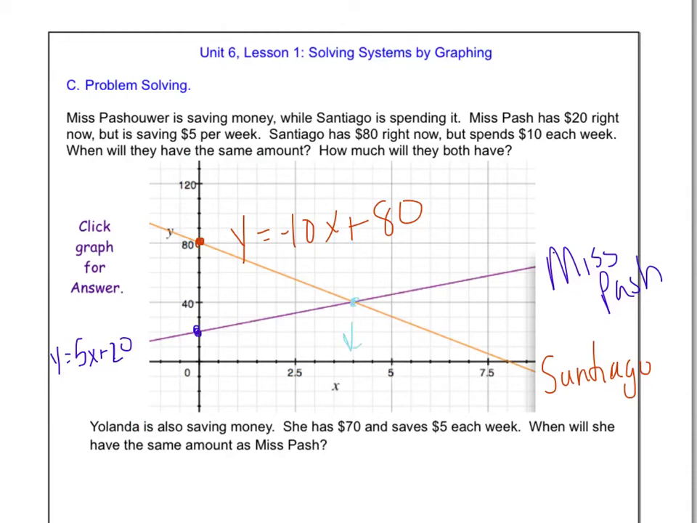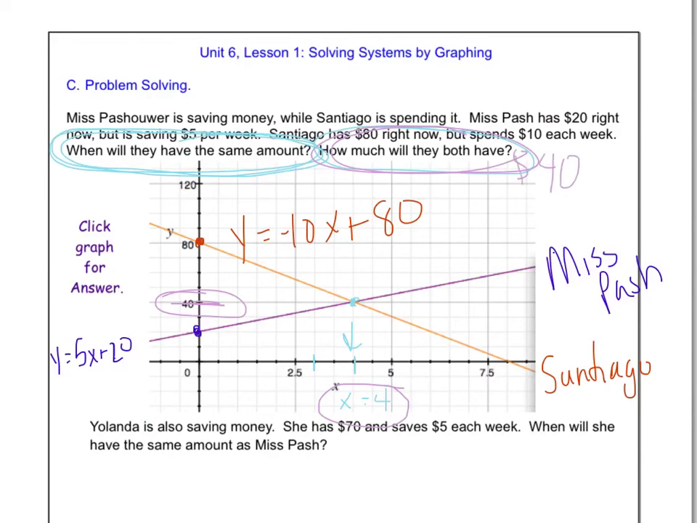When is that actually happening? It looks like if this is 3, this is 4. Okay, where x is equal to 4. Okay, when will they have the same amount? Well, they're going to have the same amount after 4 weeks. How much is it? Let's change colors just for fun. Okay, how much is it? Well, that's going to be your y value here. Okay, so after 4 weeks, we'll have the same amount, and the amount that we're going to have that's the same is going to be $40.